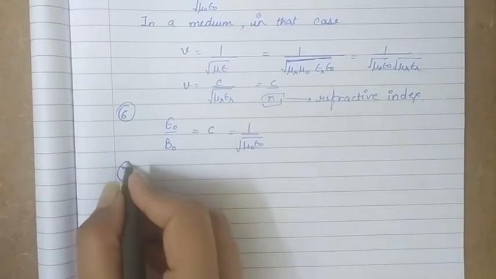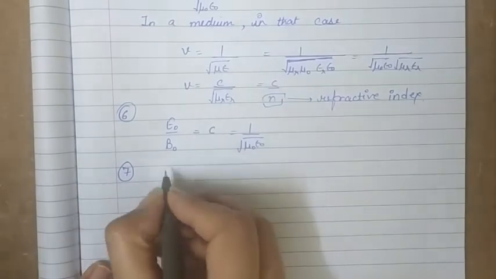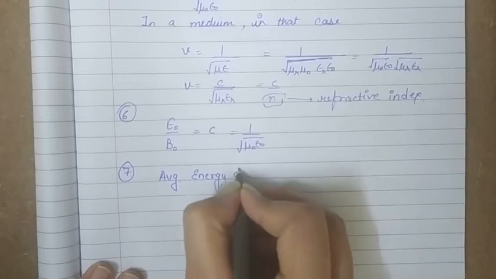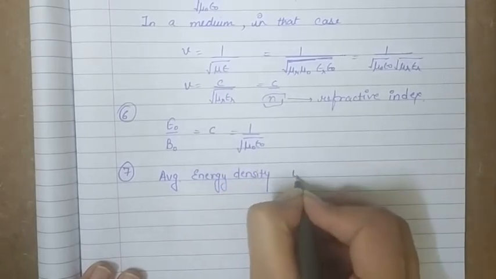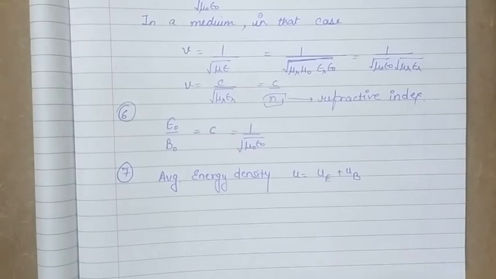Next thing is that electromagnetic waves carry energy. Since these are energy waves, they carry energy whenever they travel through space, and this energy is equally shared by the electric and magnetic fields both. जो भी total energy होगा electromagnetic wave का, that is equally shared by its electric and magnetic components. Now the average energy density of an electromagnetic wave, if we take it as small u, the average energy density u for the whole electromagnetic wave is equal to ue plus ub.